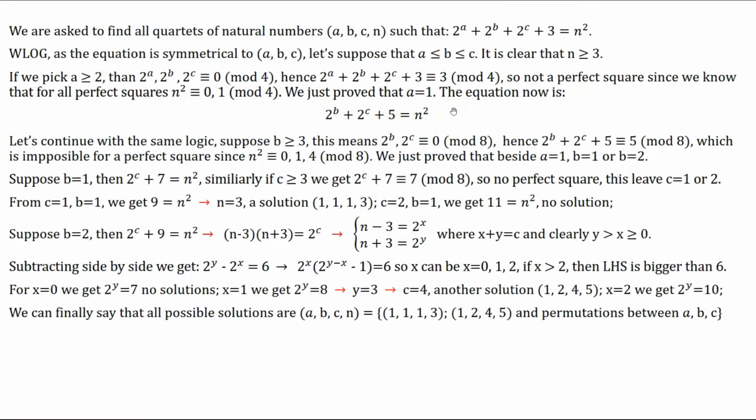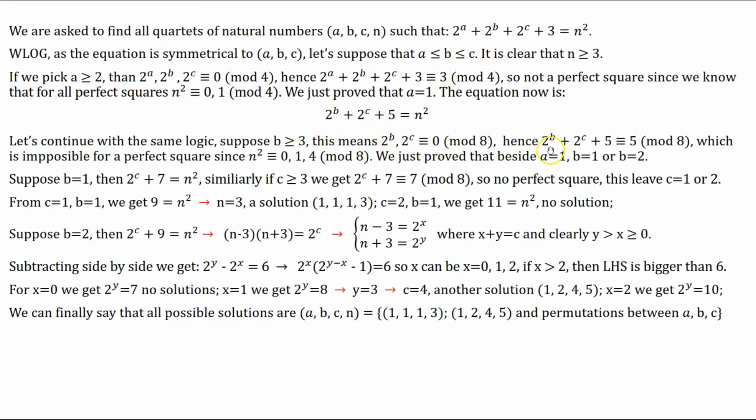Now we should continue the same reasoning for the remaining part of this problem. With the same logic, let's suppose that in this case b is greater or equal to 3. This would mean that 2 to the power b and 2 to the power c will be congruent to 0 modulo 8. So when 2 to the power b and 2 to the power c are divided by 8, they will give a remainder of 0 if b is greater or equal to 3, and consequently c, which is greater or equal to b, sorry for the lapsus, will also be greater or equal to 3.